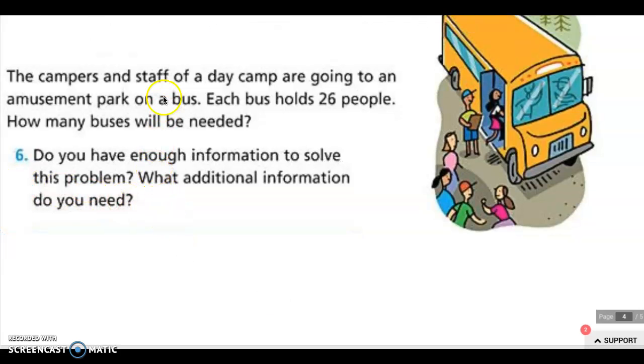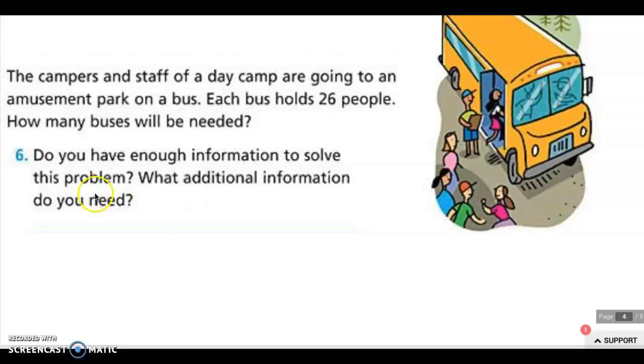Here it says the campers and staff of a day camp are going to an amusement park on a bus. Each bus holds 26 people. How many buses will be needed? Then it's asking us, do you have enough information to solve the problem? What additional information do you need?